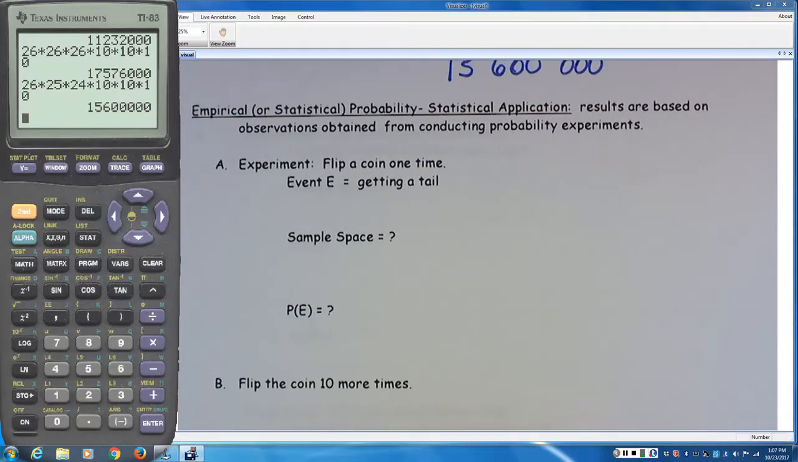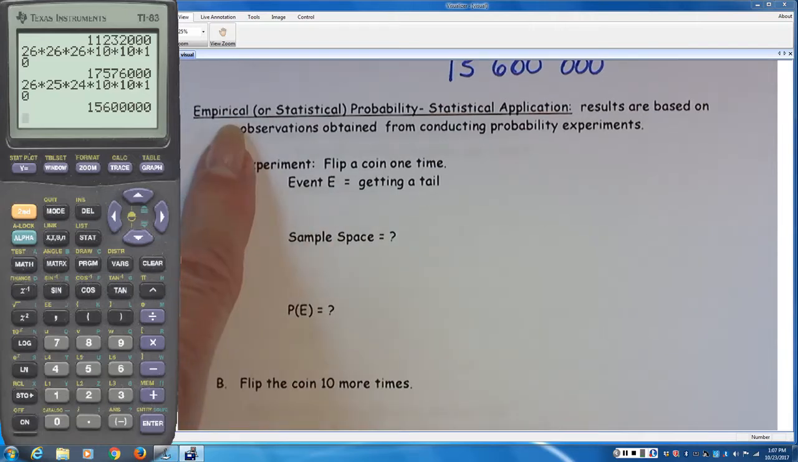Now there's actually 3 different kinds of probability. One of them is called subjective probability, and it's kind of like convenient sampling. It's pretty useless. That's when you just guess at what the probability of something is.